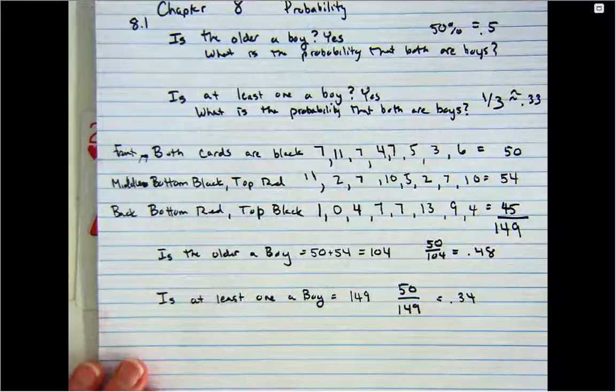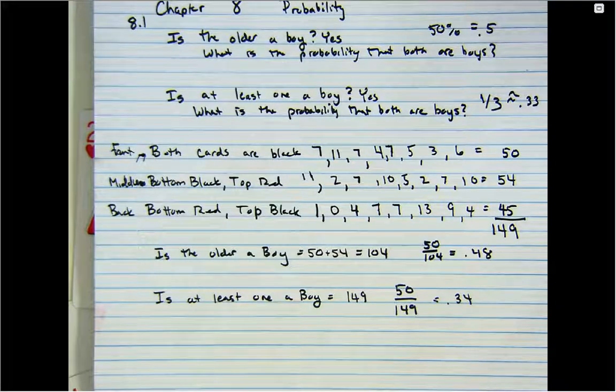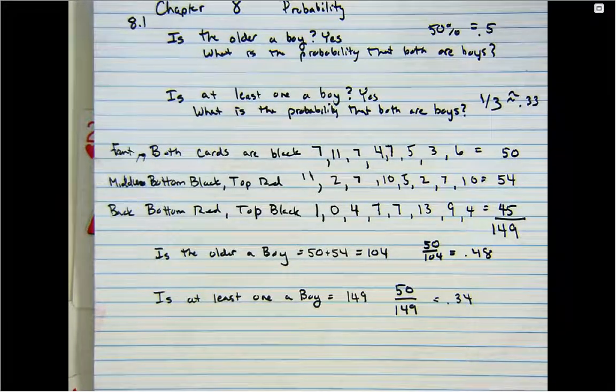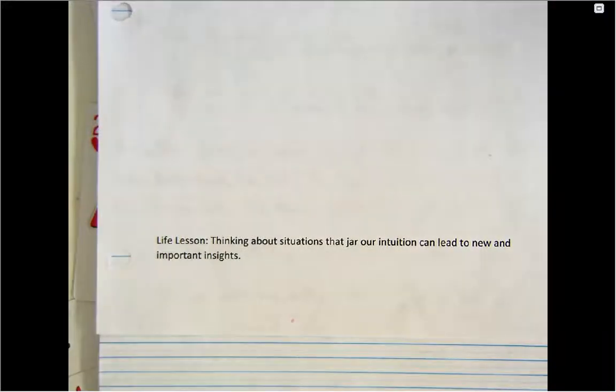So our experiment carried out what we see in the probability. So we're going to see in section 8.2, well, how come in the one case you get a 50%, 0.5 probability, and in the other case only a 1 in 3 probability? That doesn't seem right. It seems like they should both be the same. So hopefully that's a cliffhanger. Our section has a life lesson today: thinking about situations that jar our intuition can lead to new and important insights, and we'll see that in 8.2 on Monday. Have a great weekend.